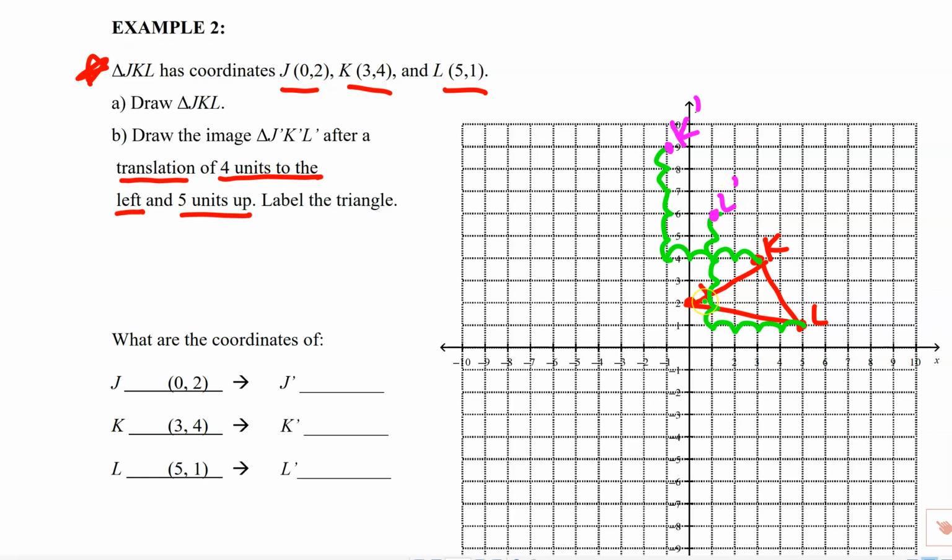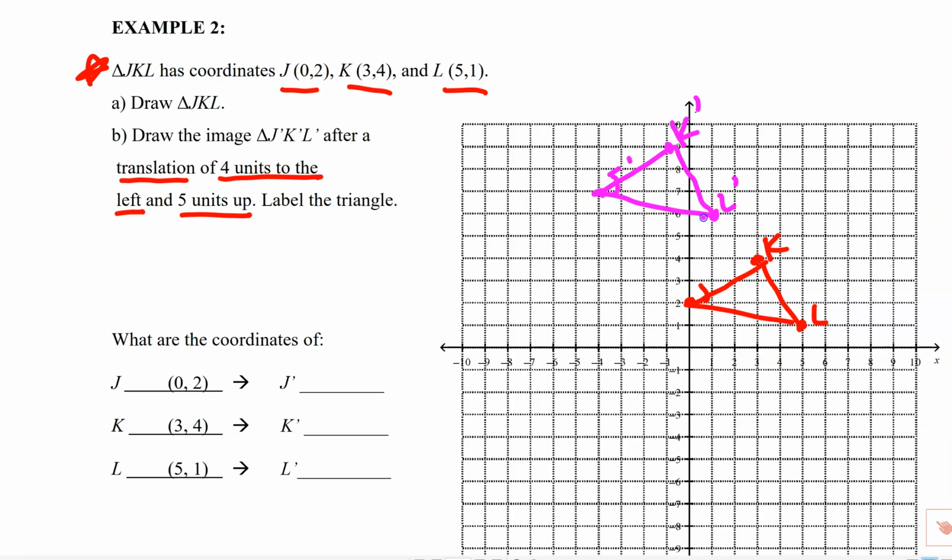All right, the last one. Here I have my J. 1, 2, 3, 4. 1, 2, 3, 4, 5. So there is my J prime. So again, I'm going to erase this so you can see what's going on. And there is my new triangle. So I moved my triangle 4 units to the left and 5 units up.